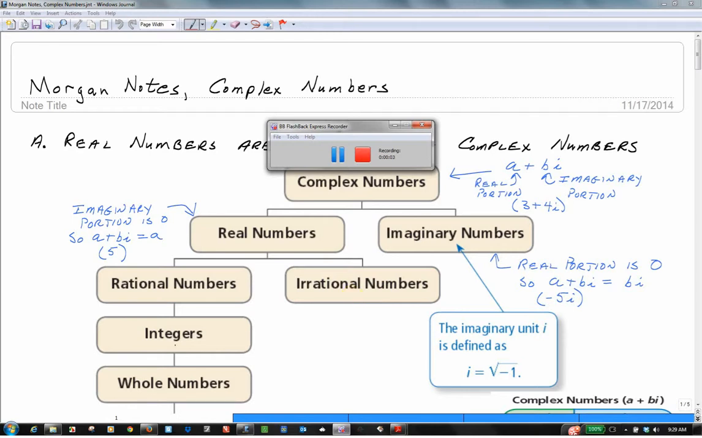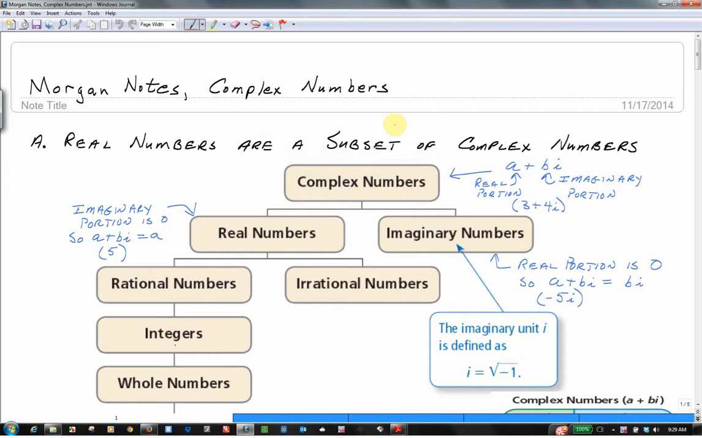Okay, today's lesson is on complex numbers. What the complex number is, it's really all numbers. What we're used to seeing are the real numbers, but the complex numbers really have an imaginary portion and a real portion. So every number can really be written as A plus BI, where A is the real portion and BI is the imaginary portion.